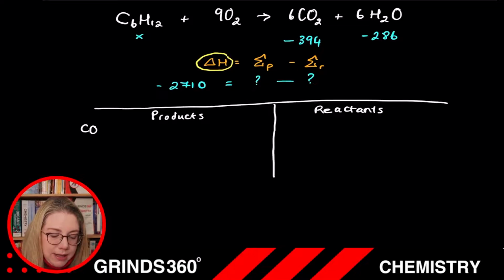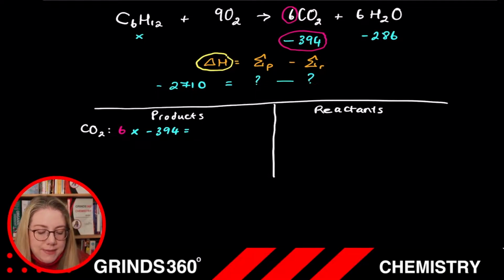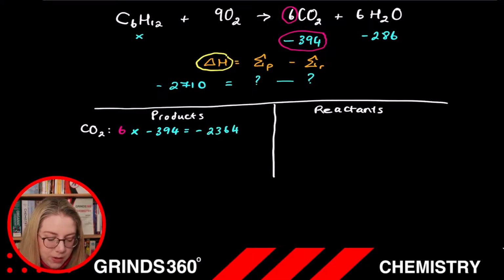I have carbon dioxide as one product. You take the number in front of the carbon dioxide and you use that to multiply by the heat of formation of carbon dioxide. That would be 6 multiplied by minus 394. When I have 6 multiplied by minus 394, that is minus 2364 for 3 marks.